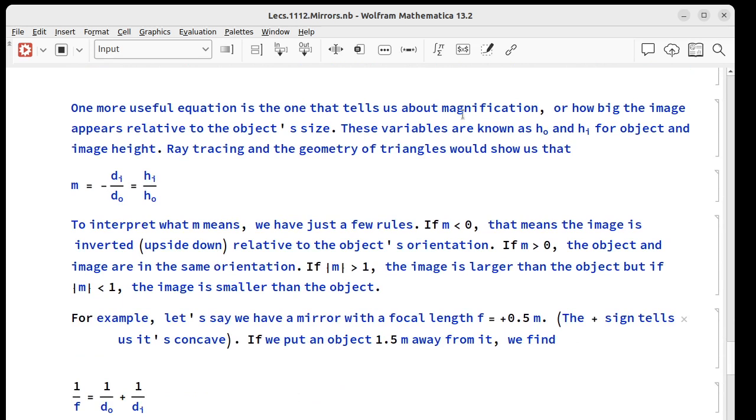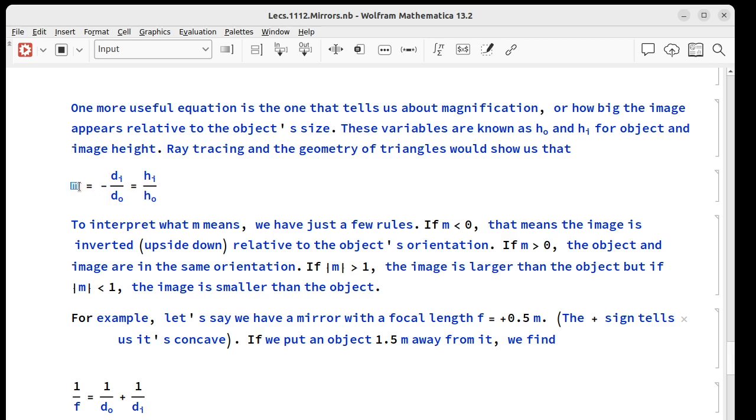There's another useful equation that tells us about magnification. How big is the image compared to the object? The variables here, we have h_o and h_i for the object and image height. We could do this with ray tracing and triangle geometry, but we're just going to write down the equation. The magnification is defined as m equals negative image distance over object distance, or positive image height over object height.